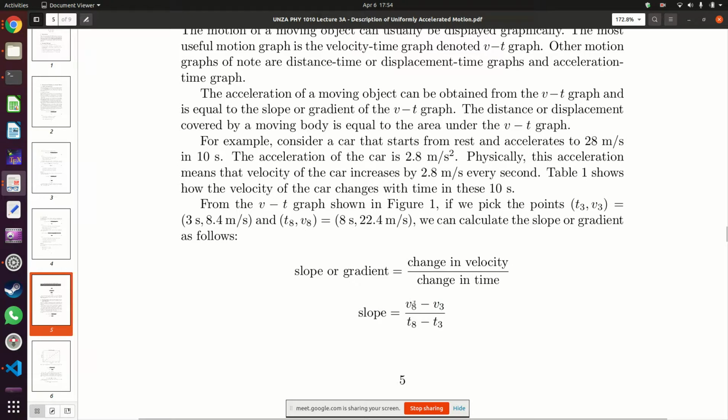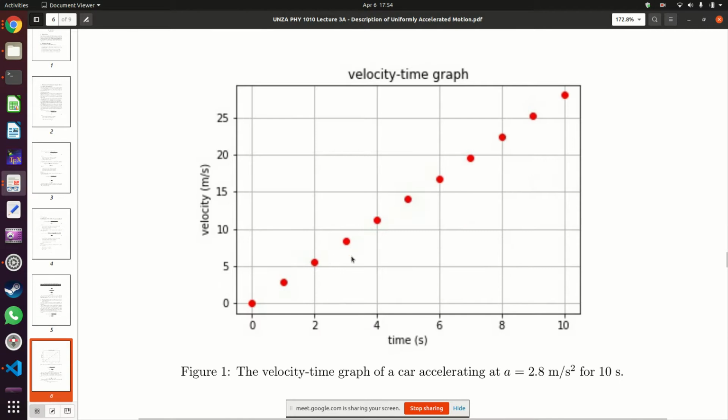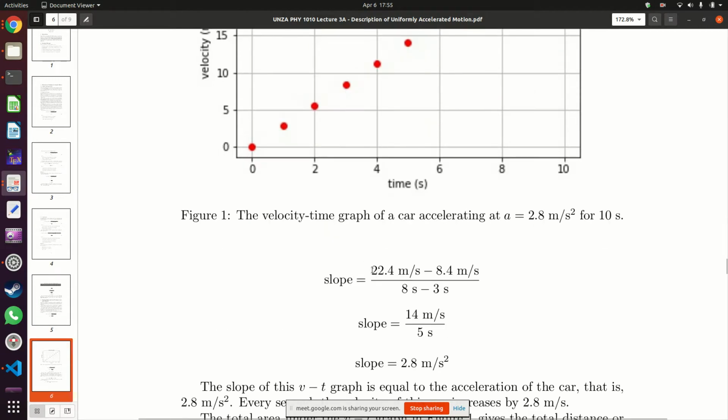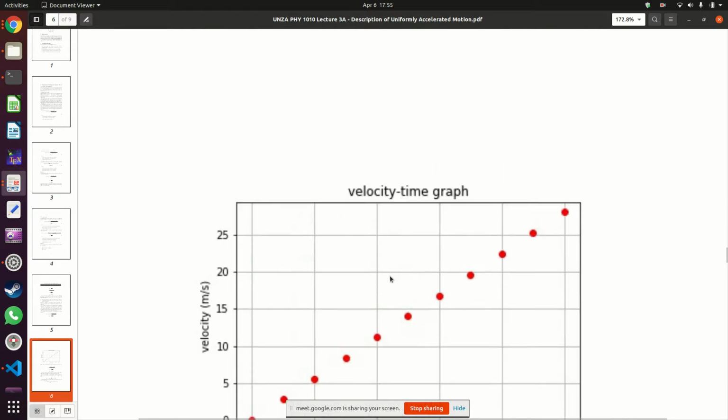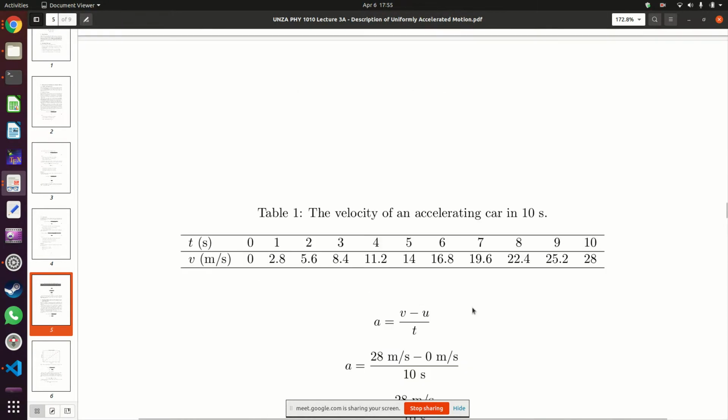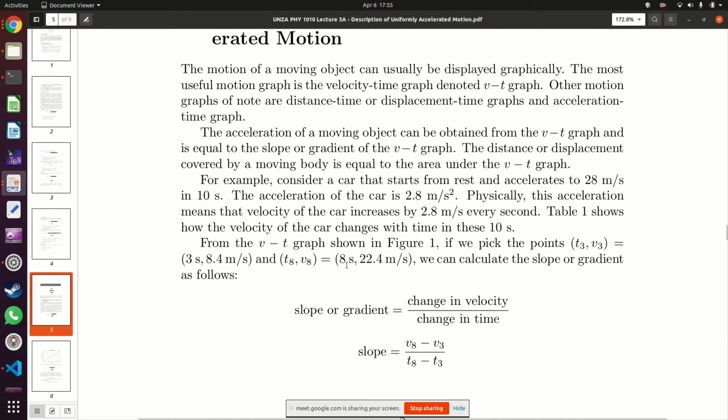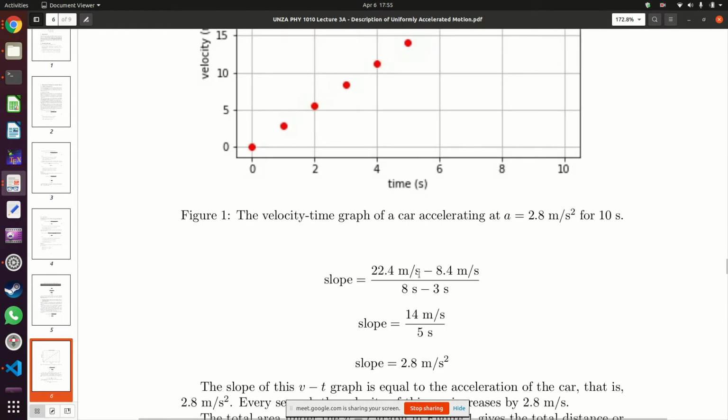Here I've picked V8 and T8, and V3 and T3. V8 is 22.4, so I've picked this point, a velocity of 22.4 and a time of 8 seconds. Then the other one is this one, 3 seconds and 8.4. So I pick those 2 points, then I work out the slope.